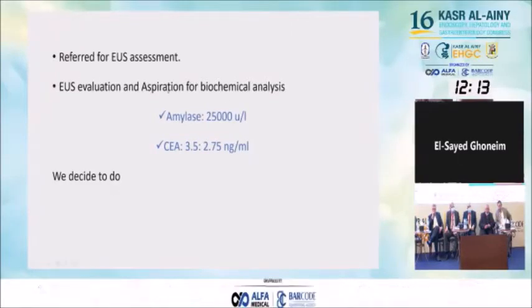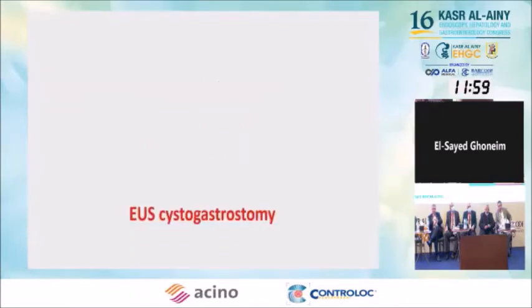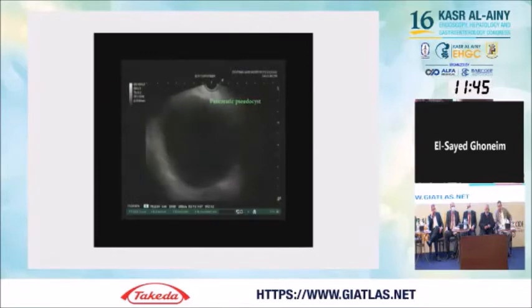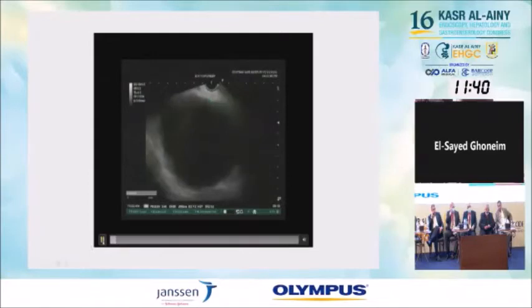We aspirated an amount of this fluid for biochemical analysis that showed a high level of amylase and a low level of CEA. So we decided to do EUS guided cystogastrostomy. First, we evaluate the cyst from the stomach, the commonest and the preferred site for drainage.